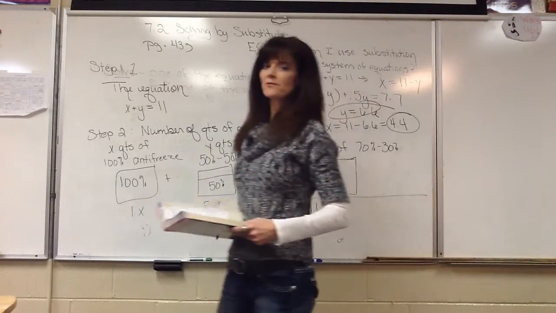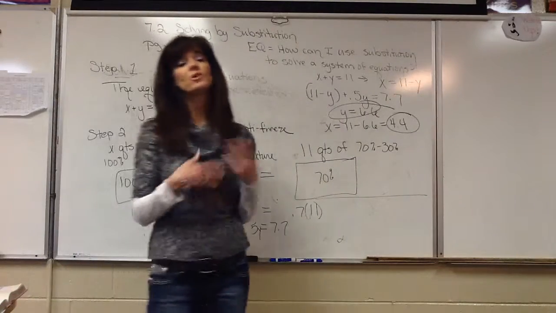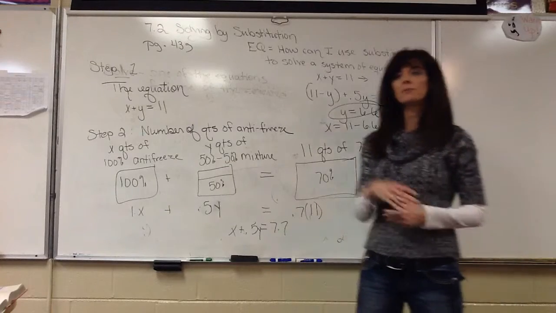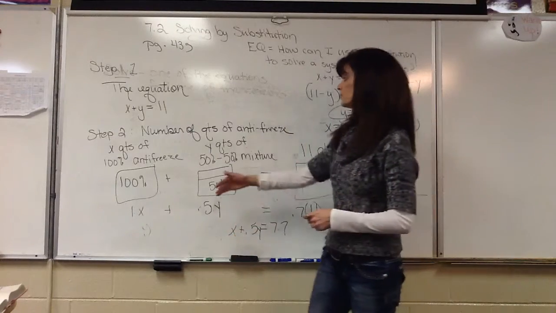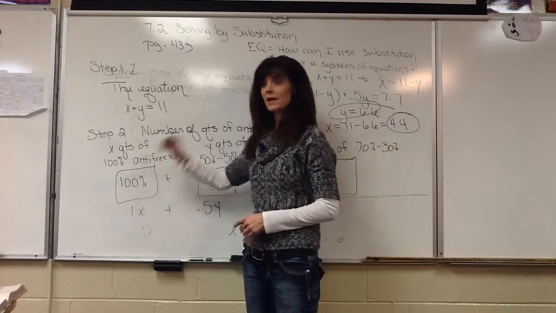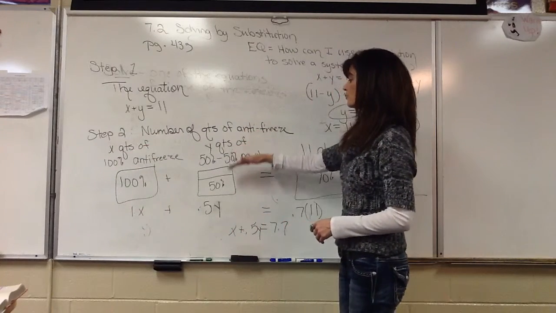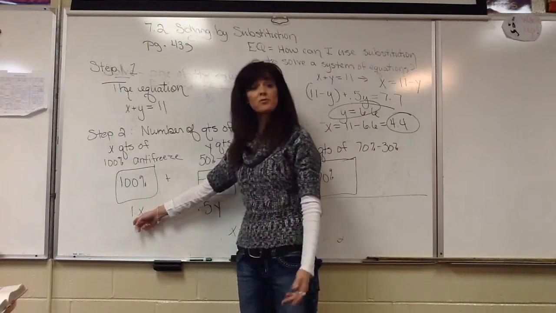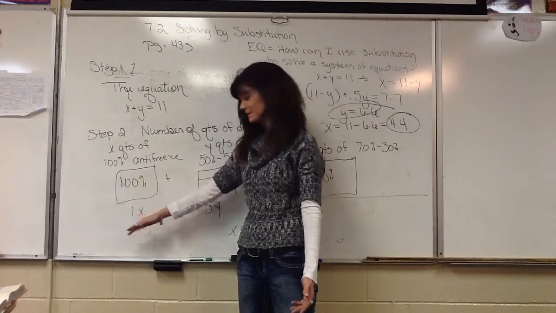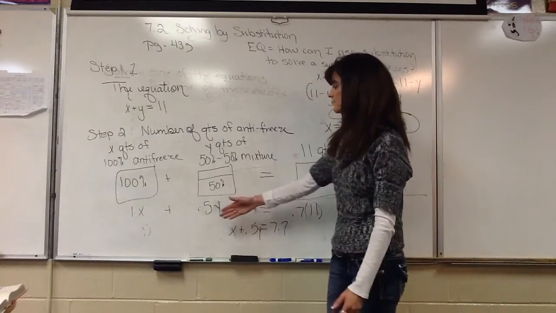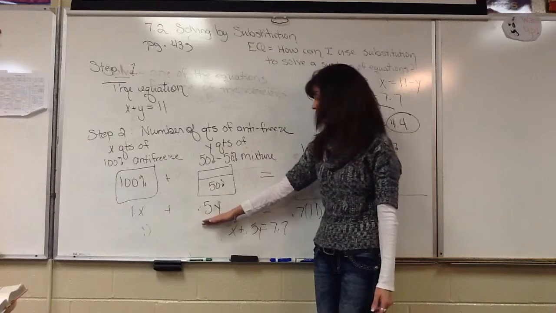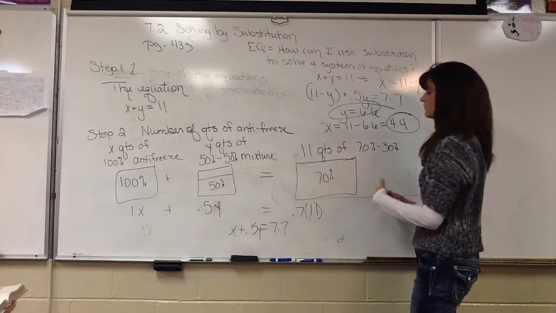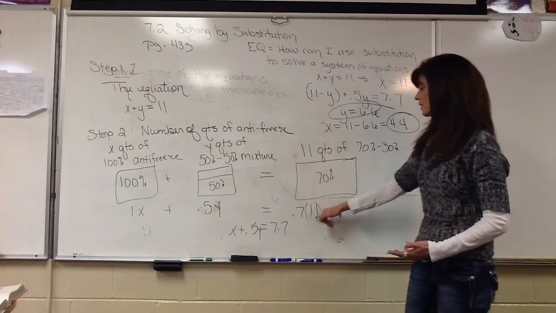So let's think about this. At first it sounds really complicated, but when you break it down, it's really not that bad. The first thing to remember is that I'm going to assign X for the 100% antifreeze, and we're going to assign Y for the 50-50% antifreeze. So 100% written in decimal form is just 1, because we moved the decimal over 2 places, so 1X, and then 50% in decimal form is 0.5. So we have 0.5Y is equal to, and then we have a 70% mix, total of 11 quarts.